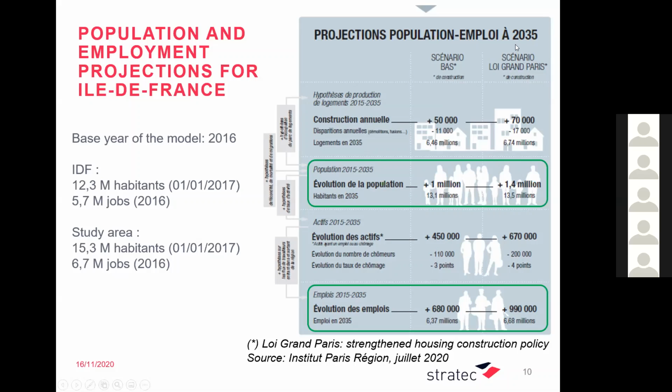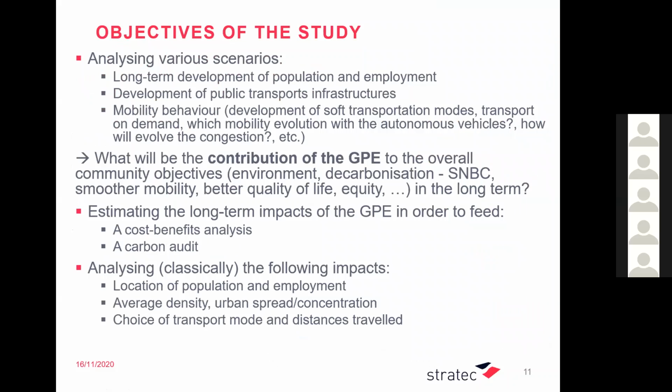But you see that in 2035, it could go up to 13.5 million inhabitants, which means already a difference of more than 1 million. And okay, if we go until 2050 or 2070, it's still more, of course. So the question is long-term development of population and employment, development of public transport infrastructure, development of soft transportation modes like walk and cycling, and maybe what we call micro-mobility here, like the trottinette and things like that. And the other innovative mobility patterns that I mentioned before, transport on demand, etc.